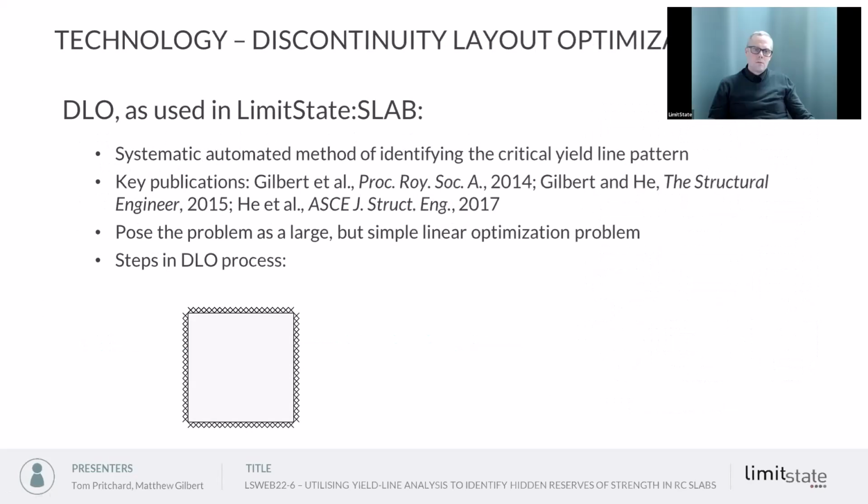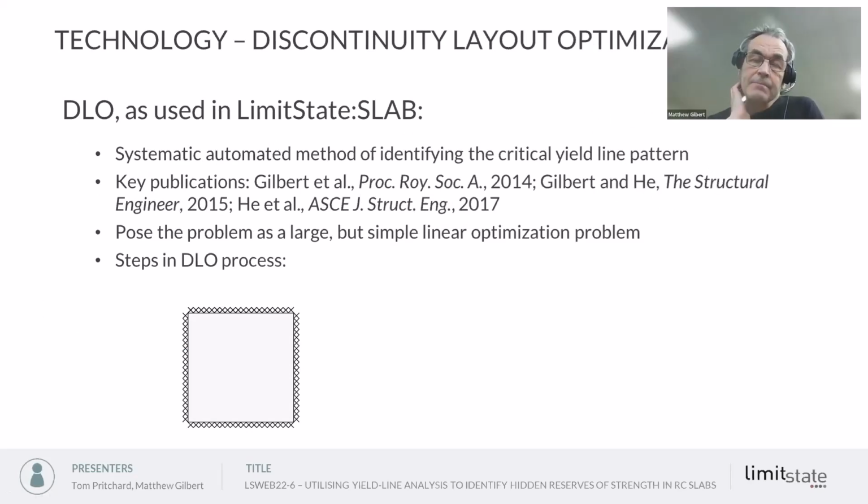So what we've done actually at the University of Sheffield, almost about 10 years ago, first paper published 2014 according to this slide, was to develop something called the Discontinuity Layout Optimization method for slabs. And this is really a systematic means of identifying the critical yield line pattern.